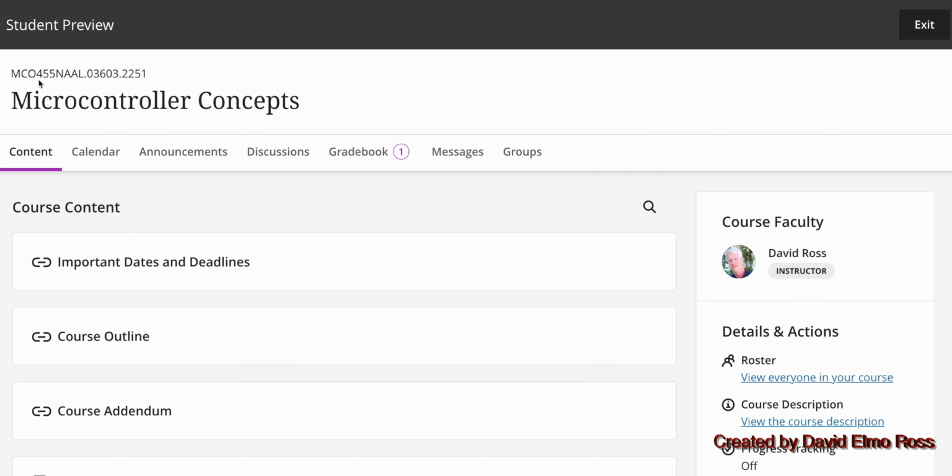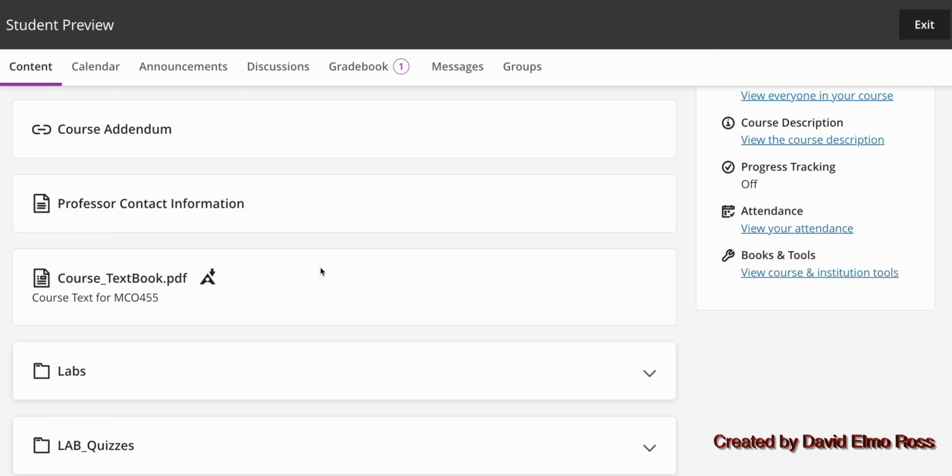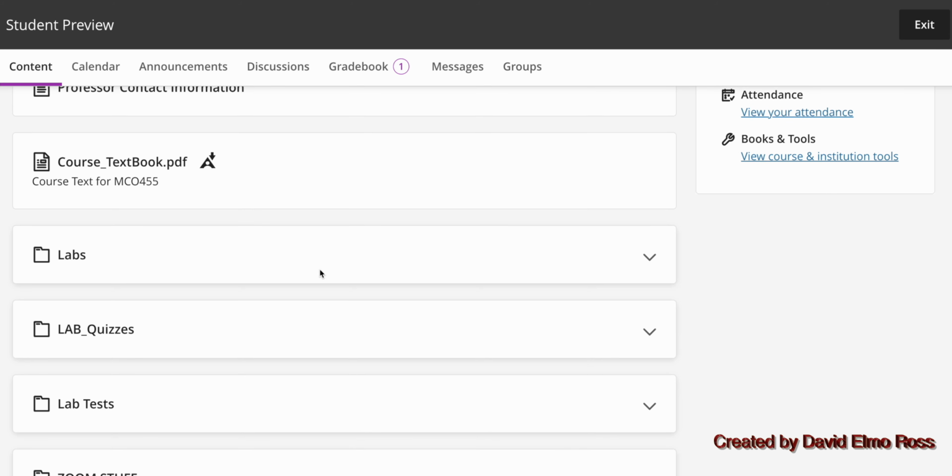Here we are at MCO455 AA Lab section under Content. And whether it's A, B, C, D, E, or F lab sections, it's set up exactly the same way. We have important dates and deadlines, course outline, course addendum, professor contact information, course textbook, and the only real difference here is our labs, lab quizzes, and lab tests.